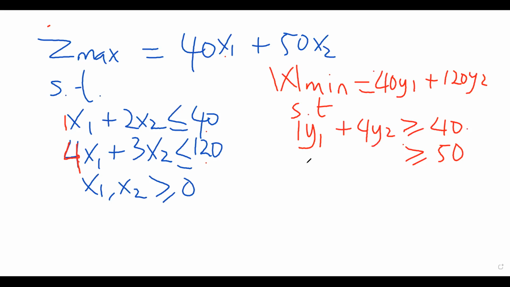Then the second constraint will be these ones. Okay, it will be these numbers there. So that will be 2y1 plus 3y2. Okay, and so that becomes the second constraint. And then, of course, your non-negativity constraint must stand, which is y1, y2.